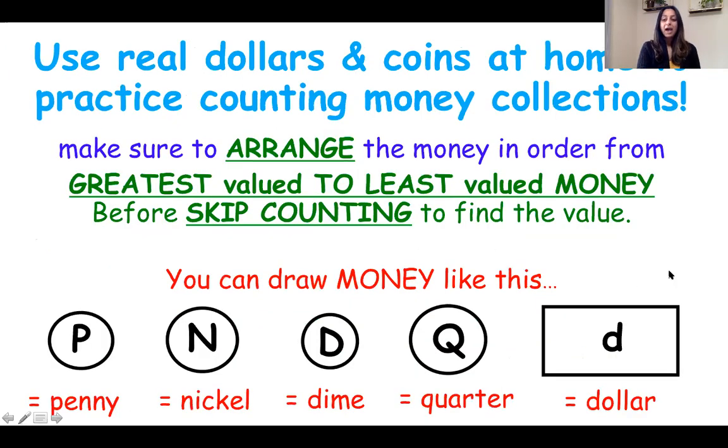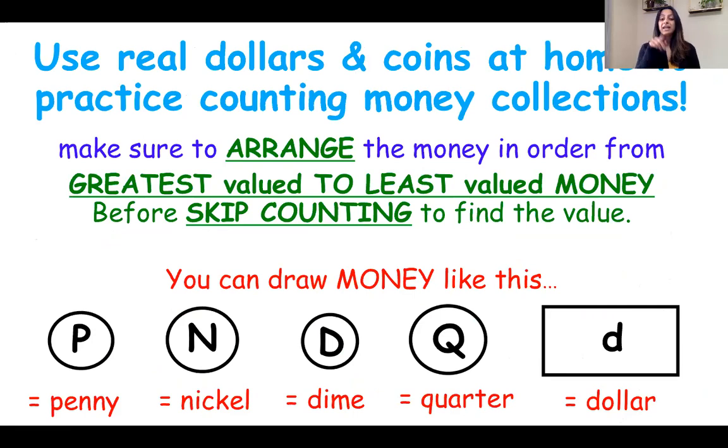So at home now, I want you to use either real dollars and coins or draw money like this. Here's how you could draw $1. You make a rectangle with a lowercase d inside. That makes $1. We know how to draw the rest of the coins. So either use real dollars and coins or draw dollars and coins like this to count values of money that are greater than $1, okay? Arrange them from greatest value to least valued coins and dollars, and then skip count to find the value.